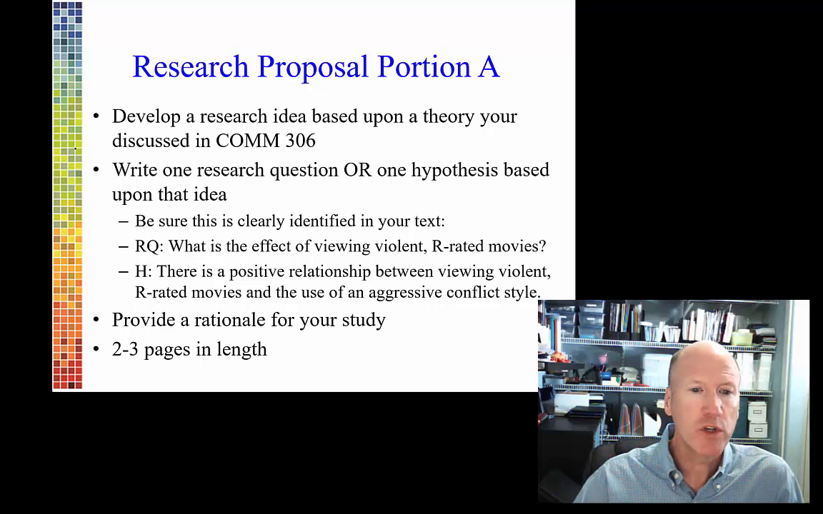The last part of this portion A is to provide a rationale for your study, and Chapter 8 provides some examples of how you might build up the rationale for your study. Essentially what you're wanting to do is tell me, why is this an important topic for us to do research on, or for you to do research on. This portion A is 2 to 3 pages in length, and that obviously does not include title page or reference page. So please, if you have any questions about completing portion A of the paper, either post them to the class questions discussion board, or send me an email directly.